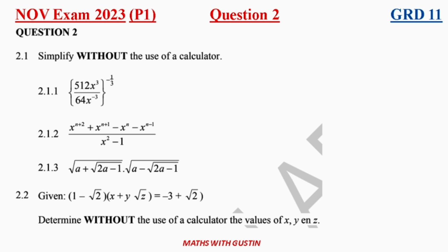Now let's have a look at 2.1. It says simplify without the use of the calculator. They give us 3 questions, and then in 2.2 they give us that question there. They said determine without the use of the calculator the following values x, y, and z. So I'm going to break it down nicely. We're going to start with 2.1 and then break it down as we move along.